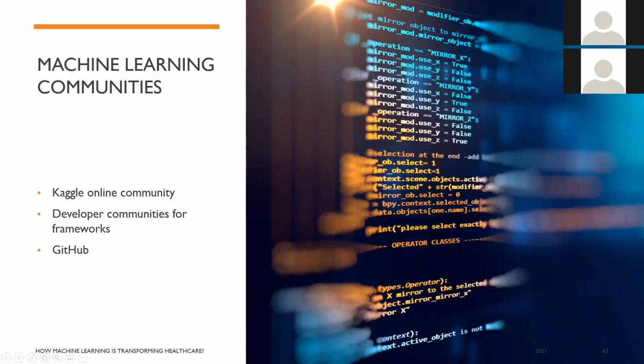Now we will talk about the machine learning communities, which are a very, very important aspect as well. So the machine learning community is very strong, accessible, and helpful. You can find code, packages, libraries, and blogs for almost everything. There are a number of communities. Today, we are going to just see three of them: Kaggle online community, developer communities from the respective frameworks, and GitHub.